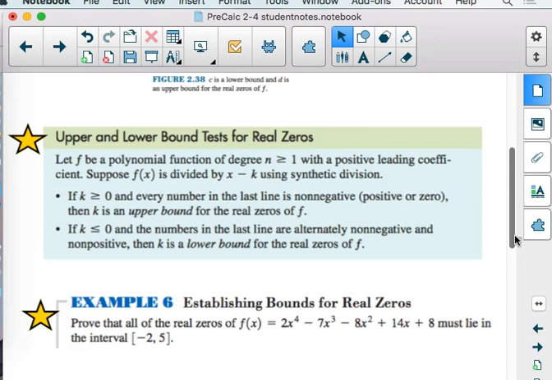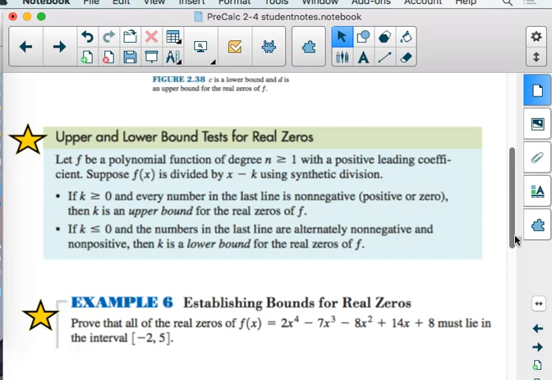If k is greater than or equal to 0, well, that's positive, we would want to see, is that an upper bound? Every number in the last line of your synthetic division is non-negative. Now, what they mean by non-negative is 0 gets to count for both, because 0 is neutral. It's not positive or negative. If every single number, when you've done your synthetic, is non-negative, so it's positive or 0, then you have found the upper bound. There's no more zeros that can be found as you move to the right forever.